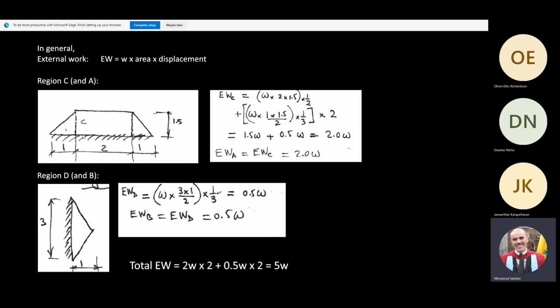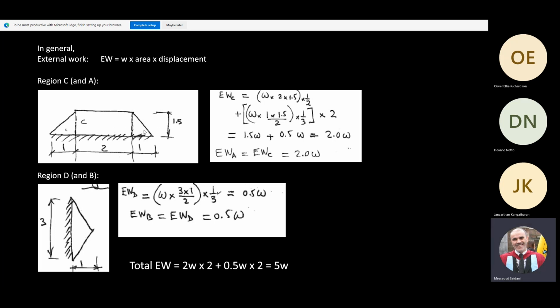We have 4 meters in this direction. We have 1.4 meters in this direction, and it's supported along this edge. Remember the displacement here. Please pay attention. The maximum displacement there is 1. Now for the external work, I am going to divide this region into 2 triangles and a rectangle.